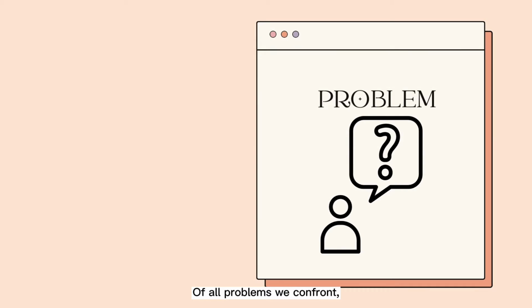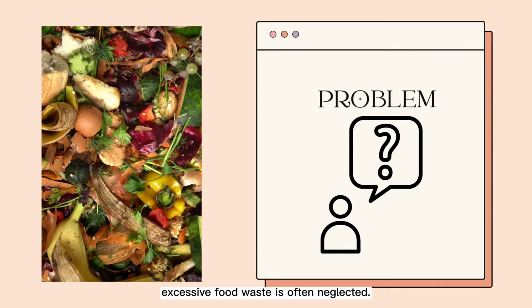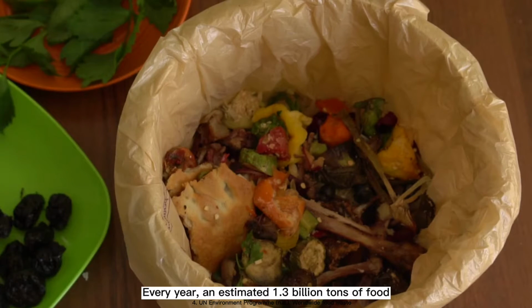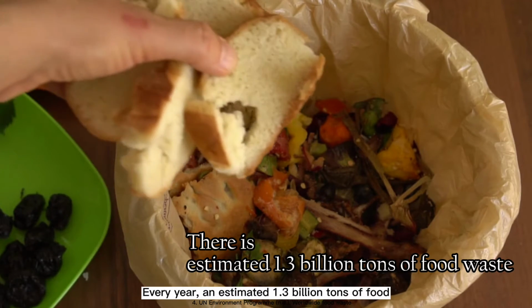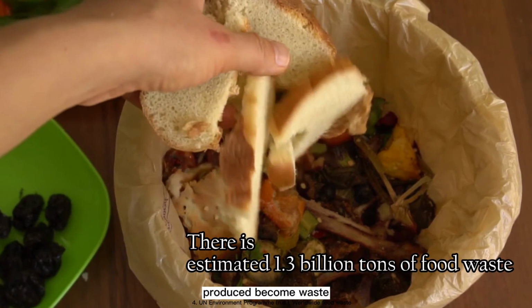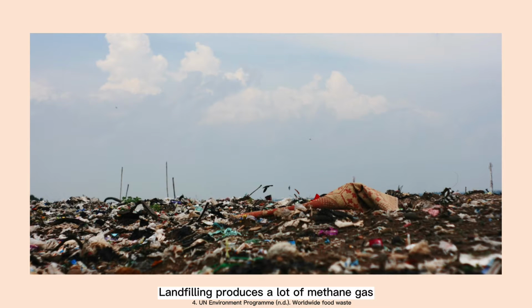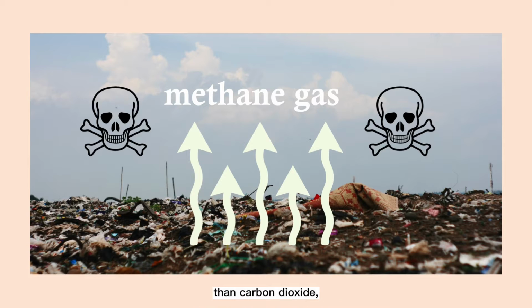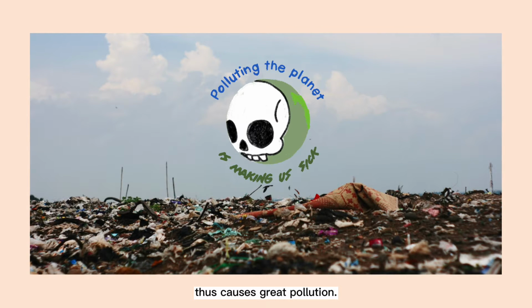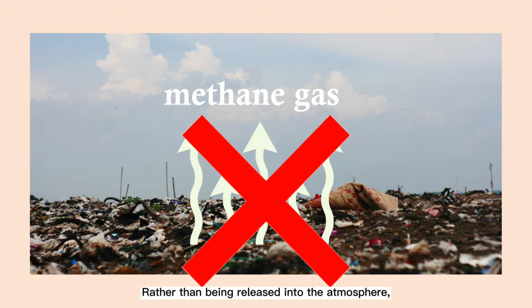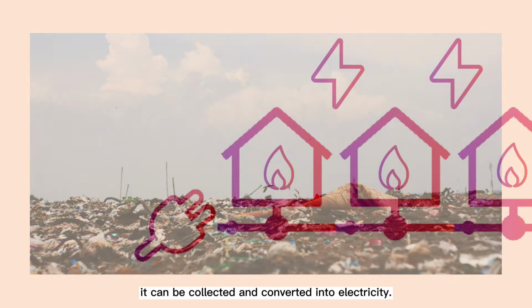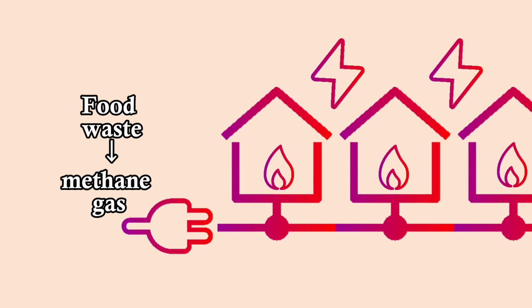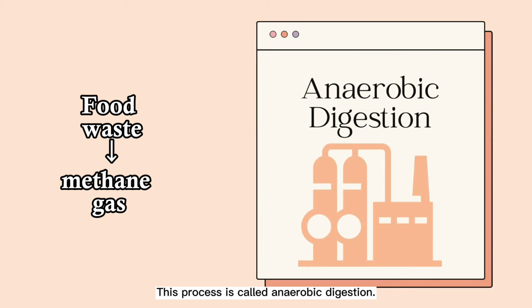Of all problems we confront, excessive food waste is often neglected. Every year, an estimated 1.3 billion tons of food produced become waste. Landfilling produces a lot of methane gas, which is a more potent greenhouse gas than carbon dioxide, thus causes great pollution. Rather than being released into the atmosphere, it can be collected and converted into electricity. This process is called anaerobic digestion.